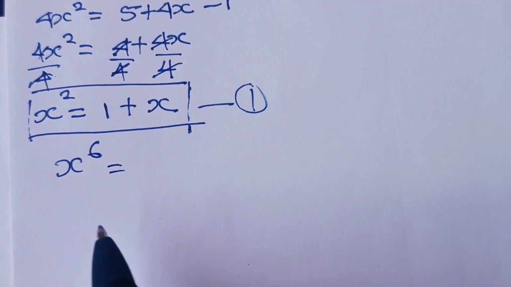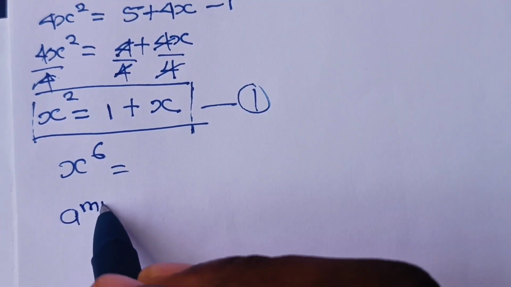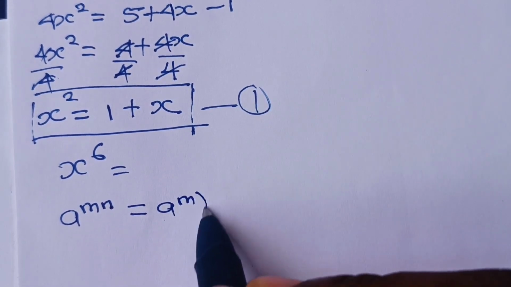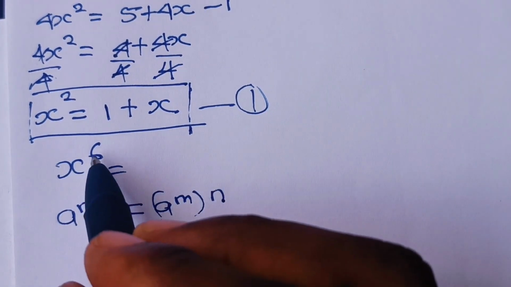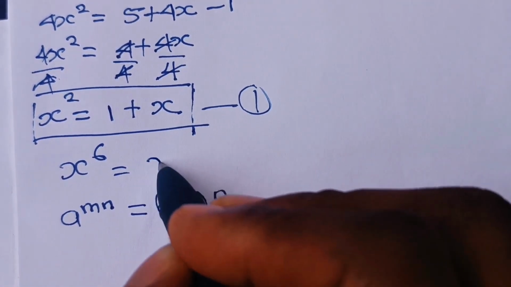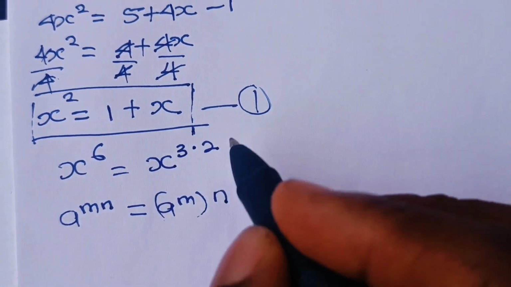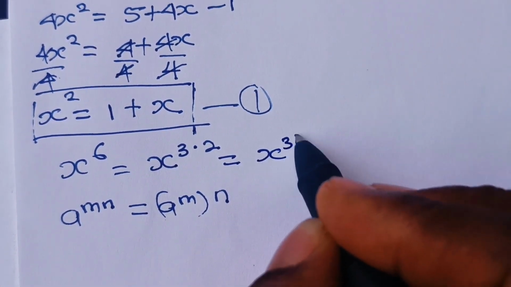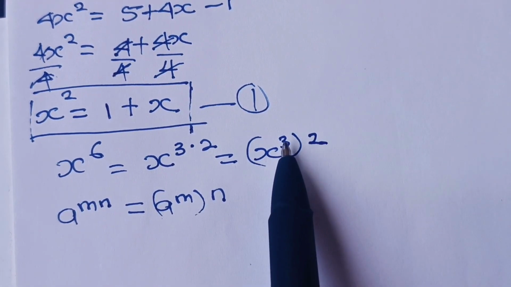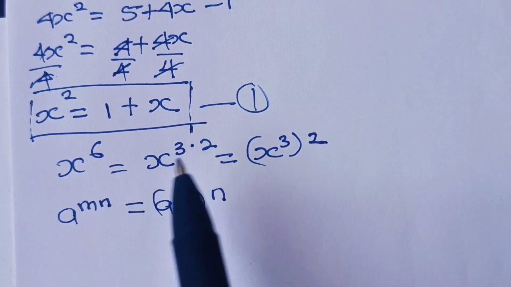Now using our law of indices or exponents, when you have a to the power of m times n, it is equal to a to the power of m, raised to the power of n. Therefore, that means we can express this as product of its factors, right? So we can write this as x to the power of 3 multiplied by 2, just like this. And we can say that this is equal to x to the power of 3 raised to the power of 2. Now, you can see that if I'm able to get x to the power of 3 and square it, I've solved this question that we are asked to solve, right?